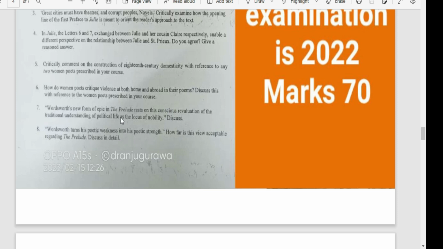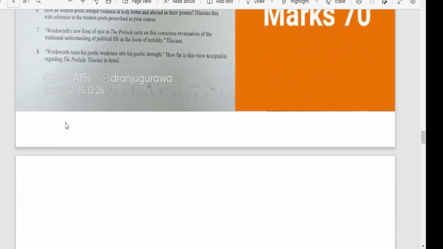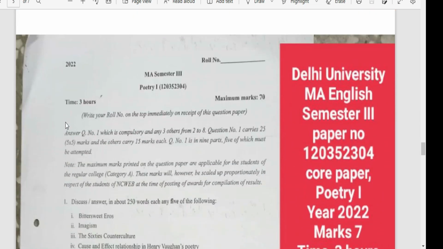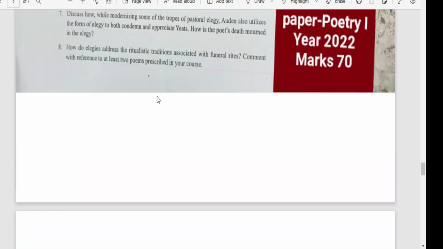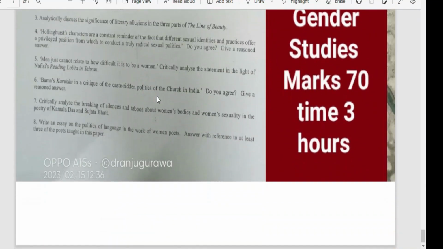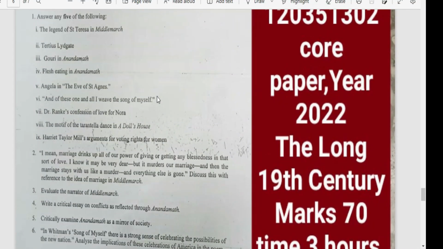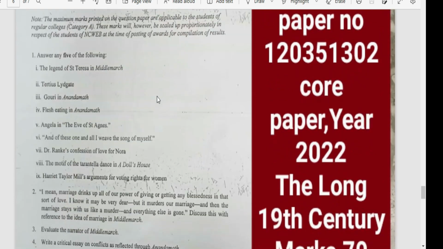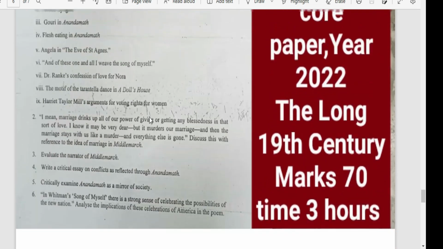Wordsworth's new form of epic, The Prelude, rests on its conscious revolution of the traditional understanding of political life as the locus of nobility. Discuss. Wordsworth turns his poetic weakness into his poetic strength. How far is this view acceptable regarding The Prelude? Discuss in detail. So again, this is the paper of 2022, and it is of poetry. These are the questions related to 2022.